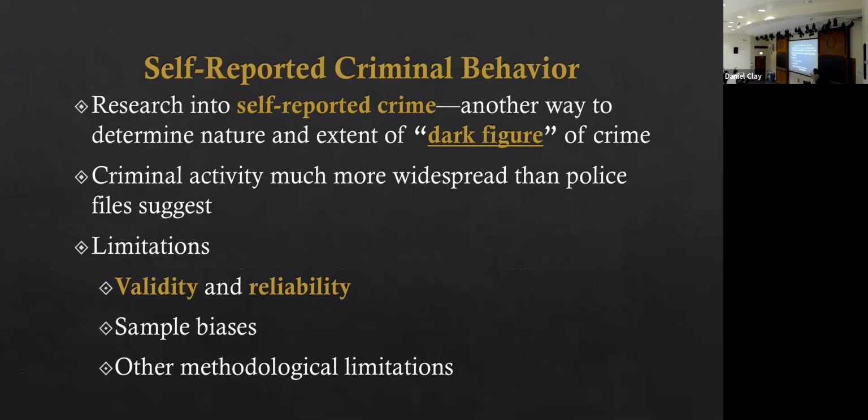It's another way that we try to measure the dark figure of crime, right? So these stars are official, reported, known crimes. Everything else, we're trying to measure the dark figure. What it suggests, what we've found, is criminal activity is much more widespread than police files suggest. So we engage in more criminal activity than is officially reported, which kind of goes hand in hand with the National Crime Victimization Survey, right?